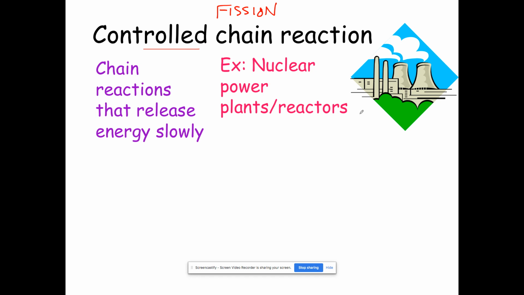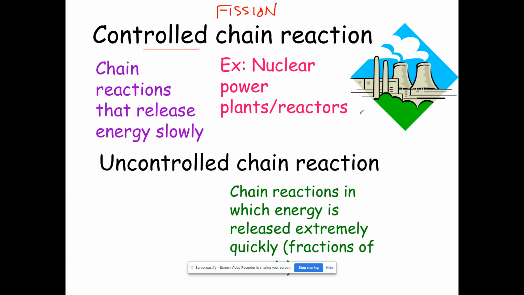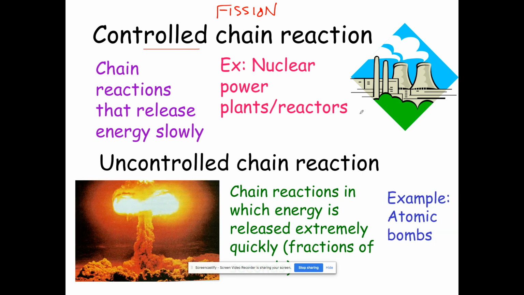But there are times we don't want to control it. We want it to just go. And why would you ever want an uncontrolled chain reaction? Well, we want destruction. So, sorry you can't read all that. It says a chain reaction in which energy is released extremely quickly, like in a fraction of a second. Why would you want that? You want destruction. So in the example of atomic bombs, we would take that fissionable fuel and we would just let it go. There would be no controls or checks to make sure that energy and that chain reaction is monitored. We just want it to just go. And so that is an uncontrolled fission chain reaction.